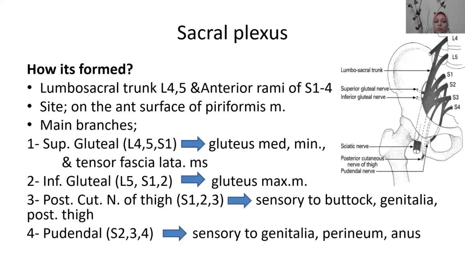The third nerve is the posterior cutaneous nerve of the thigh, derived from S1, S2, and S3. It gives sensation to the buttock, genitalia, and posterior thigh. The pudendal nerve is derived from S2, S3, and S4, and gives sensation to the genitalia, perineum, and anus.